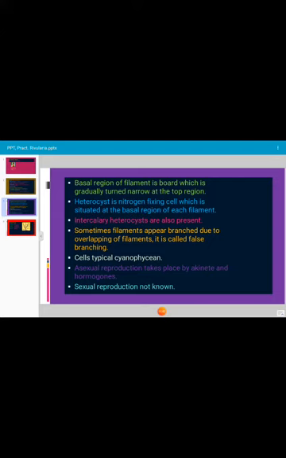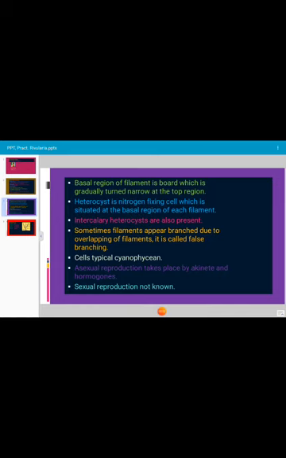Heterocyst is a nitrogen fixing cell which is situated at the basal region of each filament of Rivularia. Intercalary heterocyst means the heterocyst which is present between the somatic cells of the filament; that position is called intercalary, and intercalary heterocysts are also present in the filament. Sometimes filaments appear branched due to overlapping of filaments. It is called false branching.